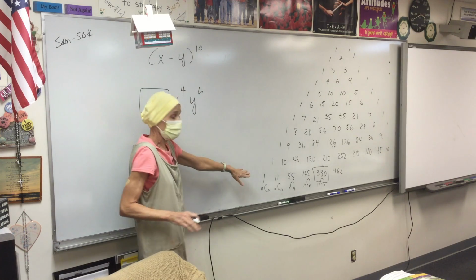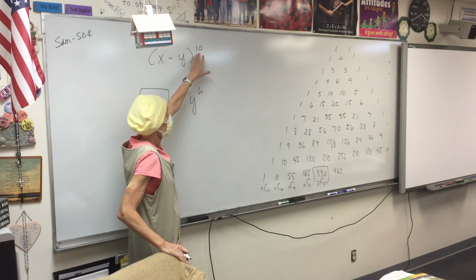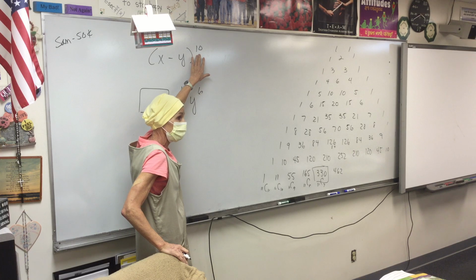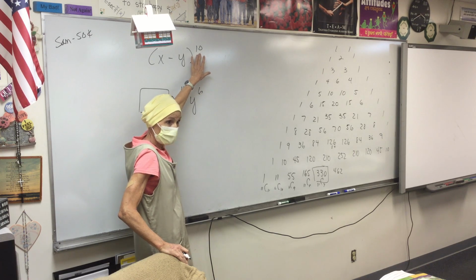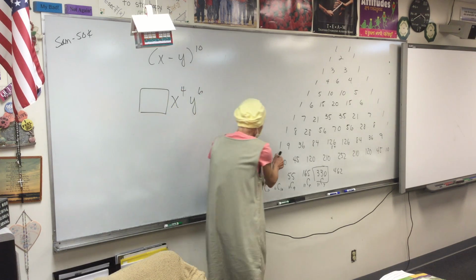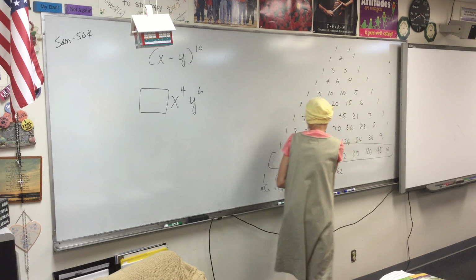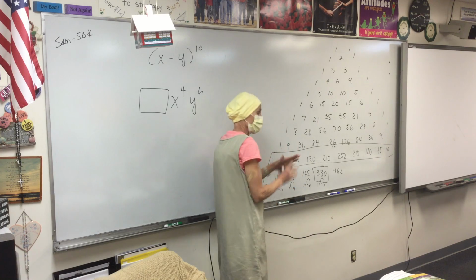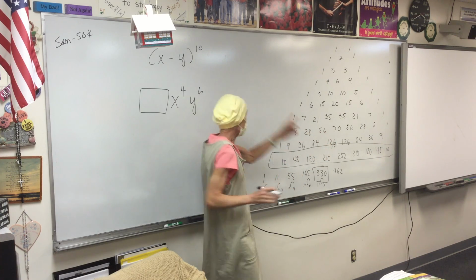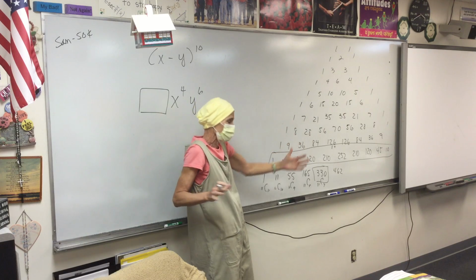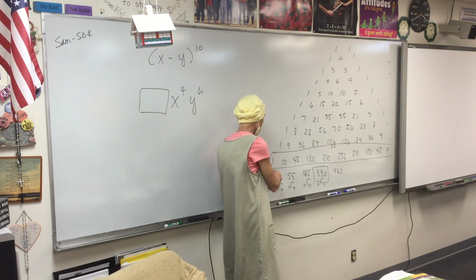Well, I've got my triangle written out, so I'm going to use it. The 10th row, in the 10th row, which is right here, if you wrote out every term, not just this one, but every term, what would be the power on X here?